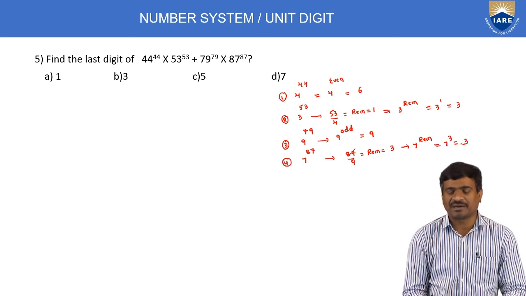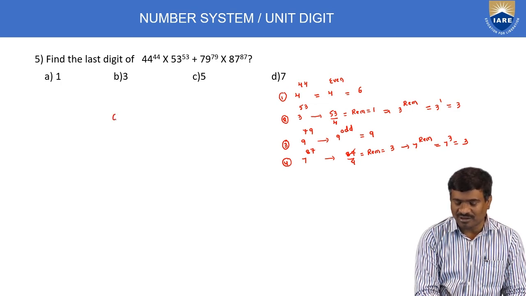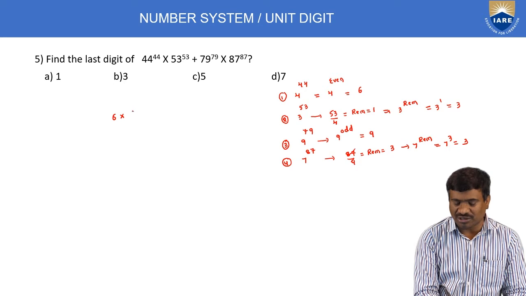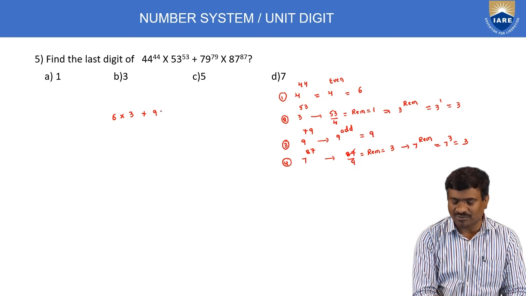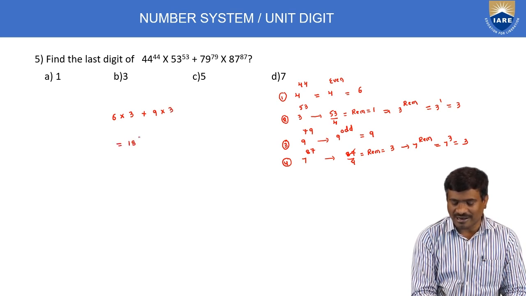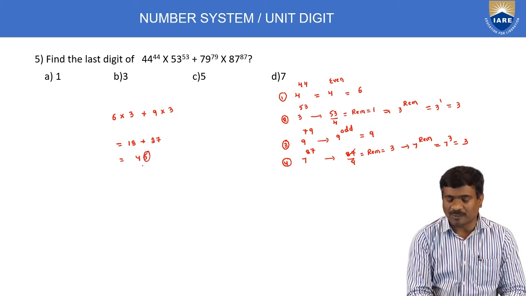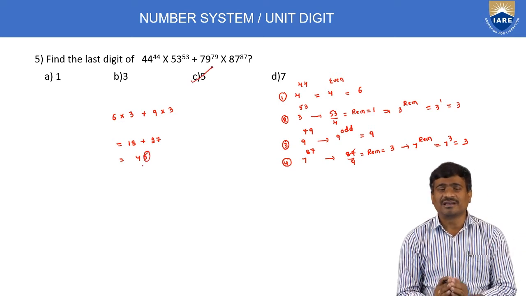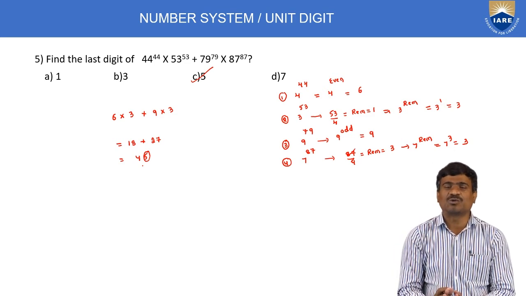Next apply the operator. 44 to the power of 44, unit digit 6, into 53 to the power of 53, unit digit 3, plus 79 to the power of 79, unit digit 9, into 87 to the power of 87, unit digit 3. Then multiplication: 6 into 3 is 18, plus 9 into 3 is 27, 18 plus 27 is 45. The unit digit of 45 is only 5. Option C only is correct. Easy concept using only properties. There are no formulas here. This is only a shortcut method.